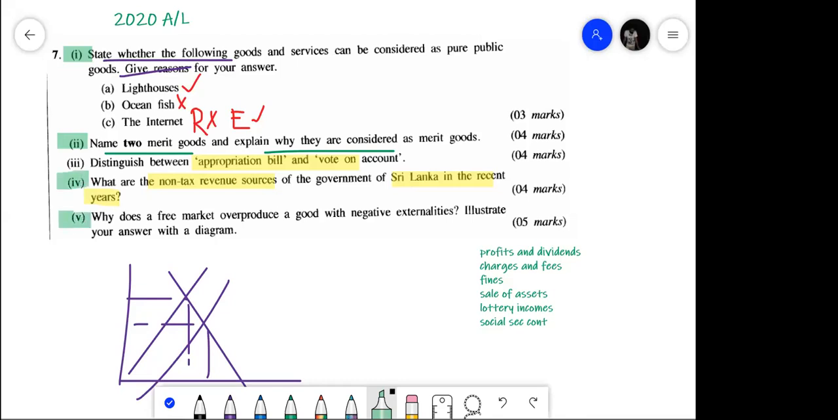Negative externality over production. The only thing that was not there was this, right? The appropriation bill. See, there's just one question newly that comes in. All the other parts are there, guys, if you do your past paper properly. That is the story. So don't worry too much, right?